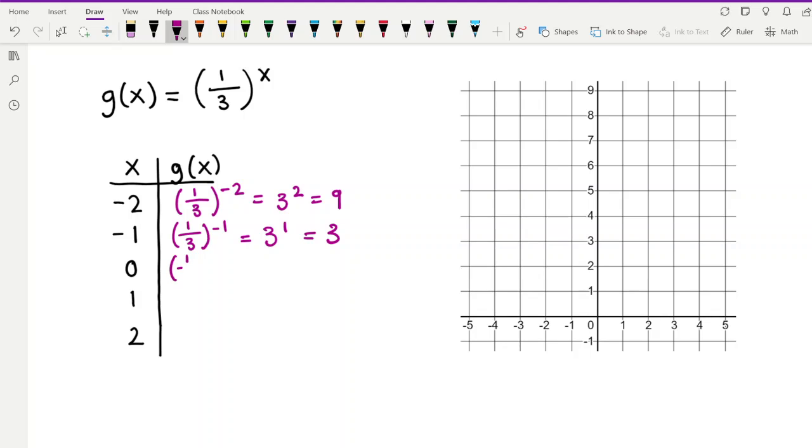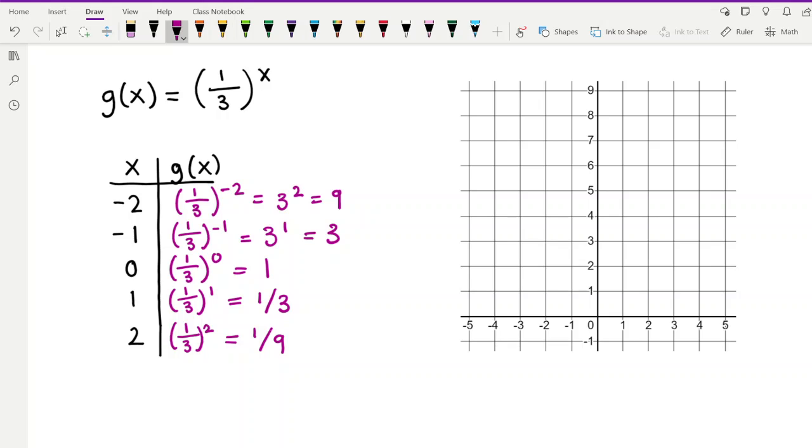Okay, next up we have 1/3 to the 0. So any number, regardless of if it's a fraction, a positive number, a negative number, whatever, any number to the 0 is always going to be 1. Next we have the first power, so 1/3 to the first power, well, that's just 1/3. And finally, we have 1/3 squared. So 1/3 squared is 1/3 times 1/3, which is 1/9.